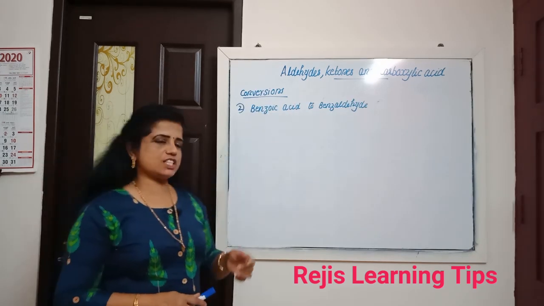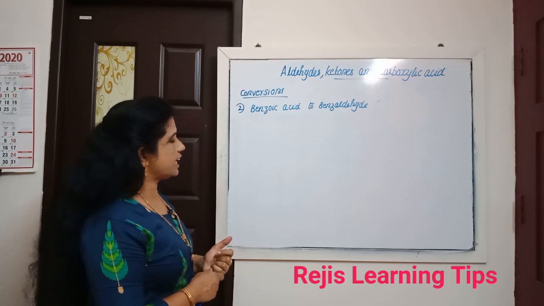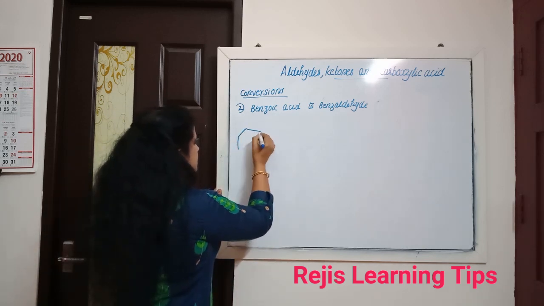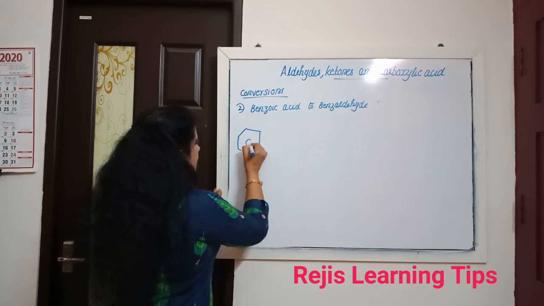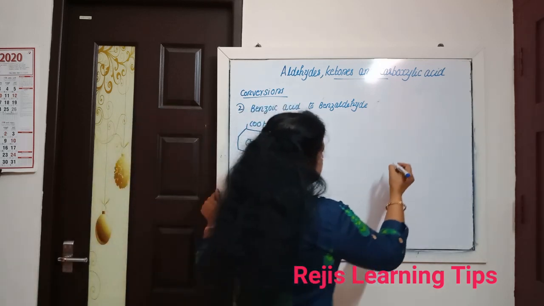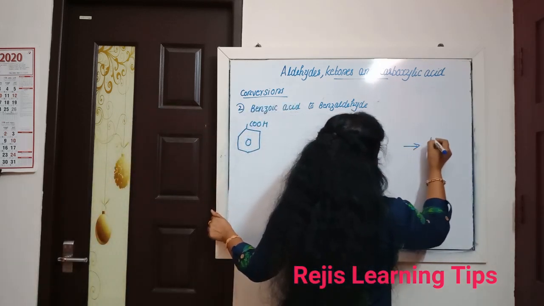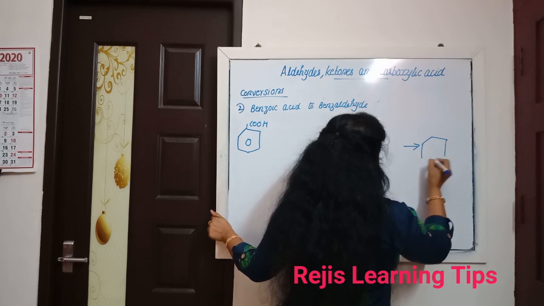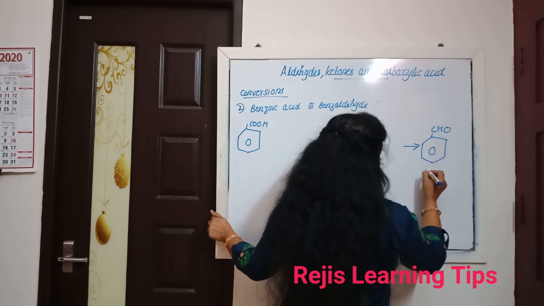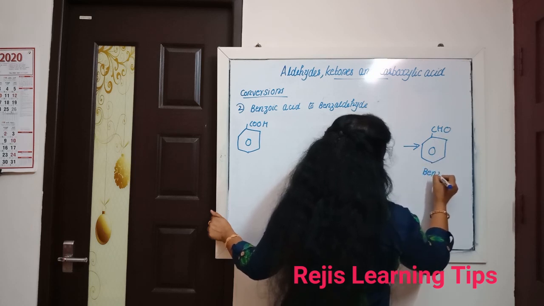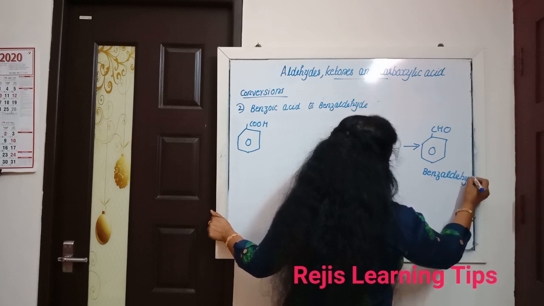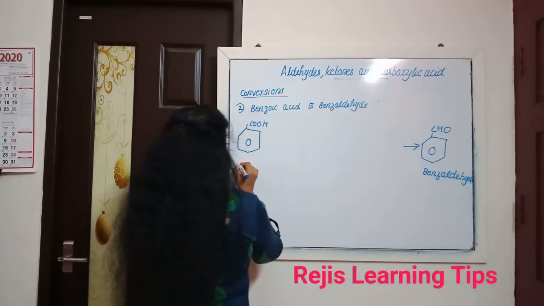Second one, benzoic acid to benzaldehyde. How can we convert benzoic acid to benzaldehyde? Benzoic acid. This is the benzene ring, and then this is COOH. Okay, this is benzaldehyde. This is benzoic acid.